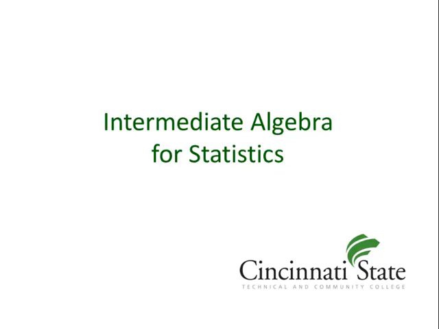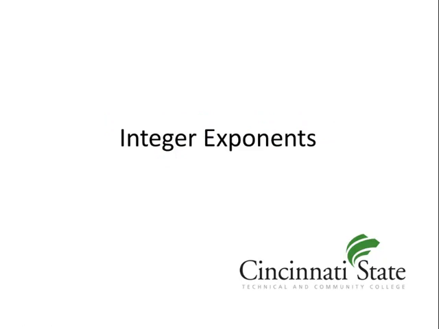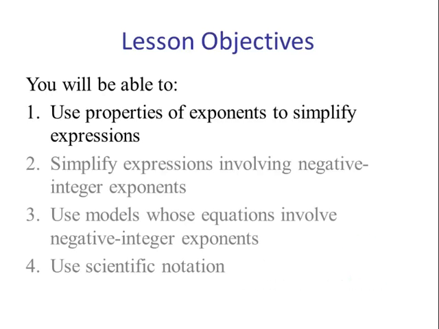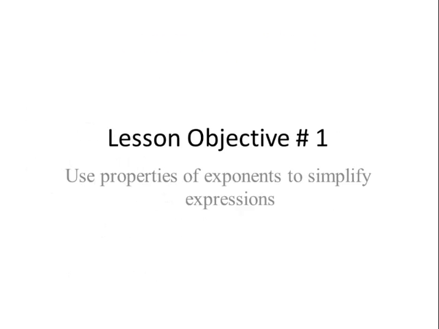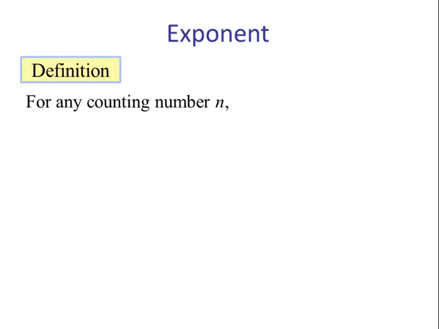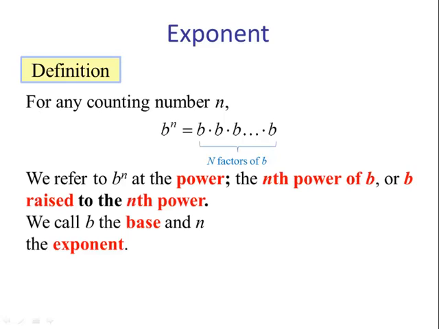Intermediate Algebra for Statistics, Integer Exponents. Lesson objective: use the properties of exponents to simplify expressions. We'll begin with the definition. For any counting number n, b to the n power is b times itself, n factors of b.